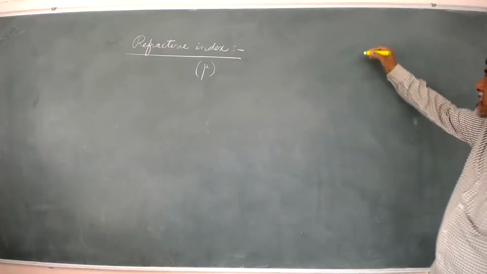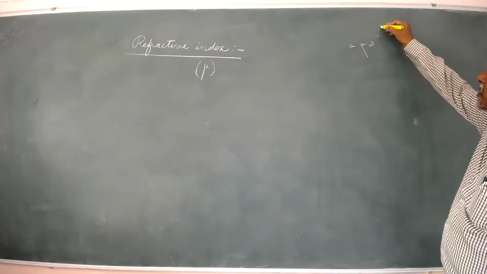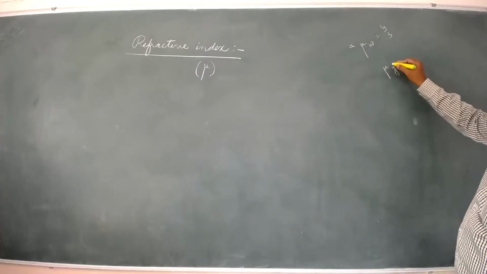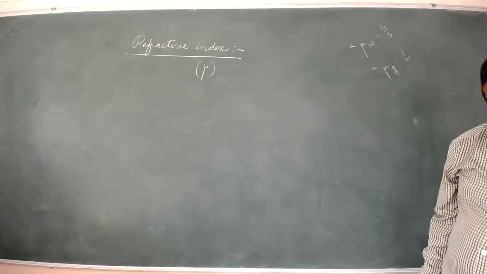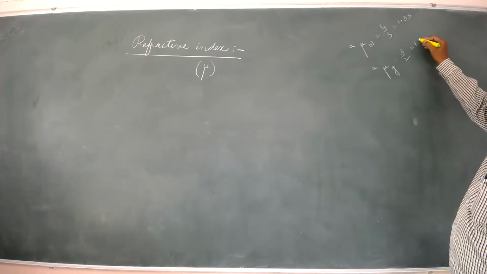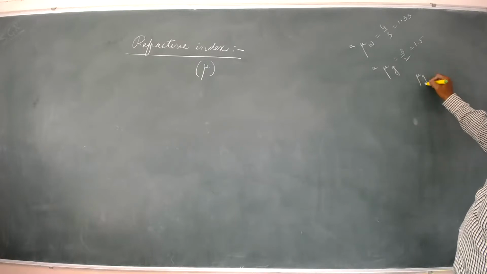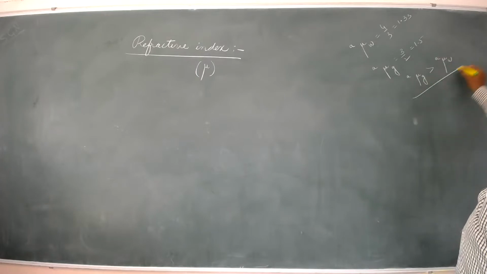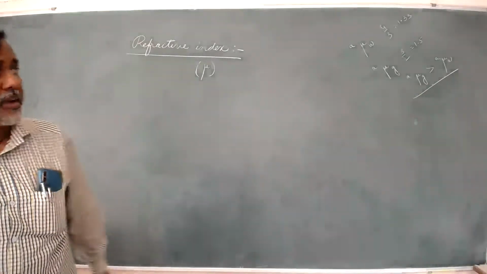Okay, so look at this here. The refractive index of water with respect to air is 4/3. The refractive index of glass with respect to air is 3/2. So which is more, which is smaller? 4/3 means 1.33. 3/2 means 1.5. Which is less, which is more? This is more. So the refractive index of glass with respect to air is more than the refractive index of water with respect to air. Understood?